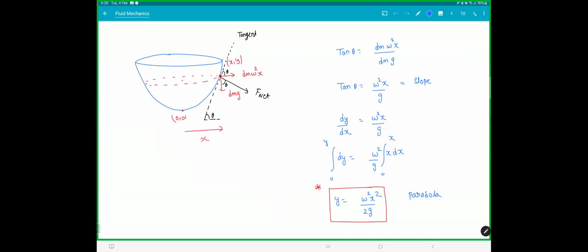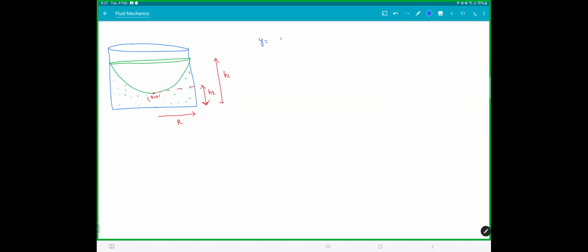Now can you solve this? Just to give you an idea there. This is the liquid. This was H2. This was H1. This was R, and we have taken this point as origin 0, 0. And just now we derived y is equal to omega square x square by 2g. There, you have this much information. And we know the paraboloid volume is half of the volume of the cylinder it encloses. Now can you find H1, H2? Try, I'll give you 2 minutes.